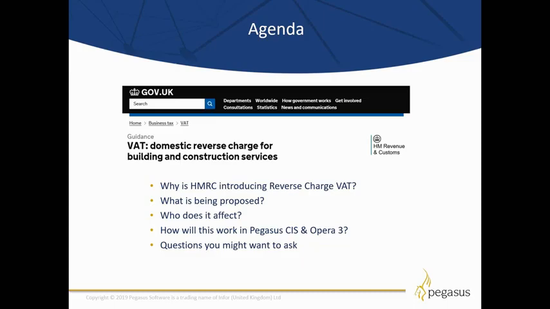But let us explore this in more detail so that you get a detailed understanding of these new proposals, so that you'll know what this will mean to your business in terms of what you have to do to adhere to these new rules, because it will change the way in which you invoice your customers and how you will pay your subcontractors. Then we'll look at both Pegasus CIS and Opera 3 to see what has changed so that these products can operate within this new VAT regime.